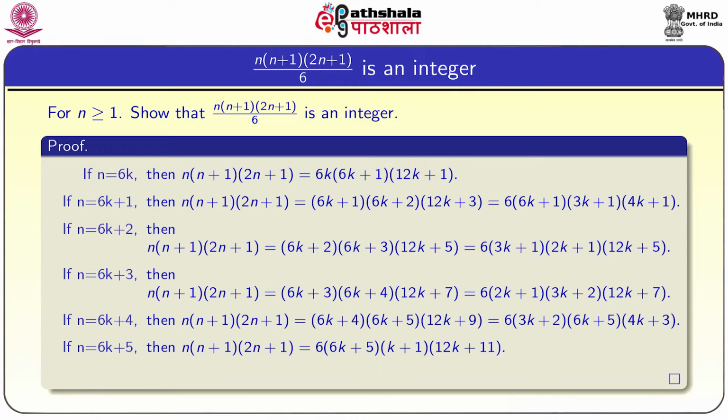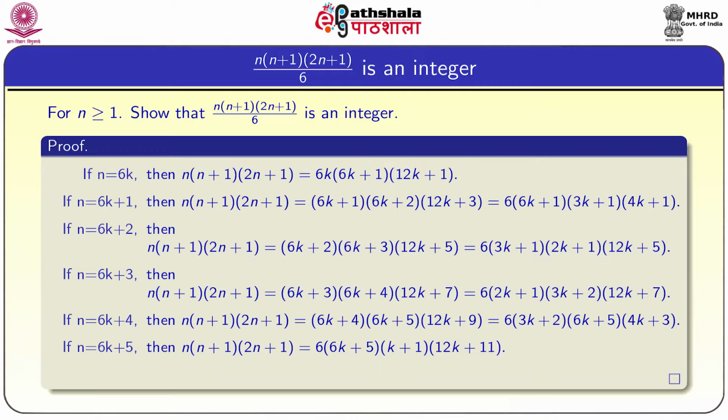Now we want to show another result, that n into n plus 1 into 2 n plus 1 by 6 is an integer. Before proving it, this is one case where we will use the division algorithm. I want to show that n into n plus 1 into 2 n plus 1 is divisible by 6. So, for me, A is n into n plus 1 into 2 n plus 1 and B is equal to 6. So, 6 is not equal to 0, and I can apply the division algorithm.